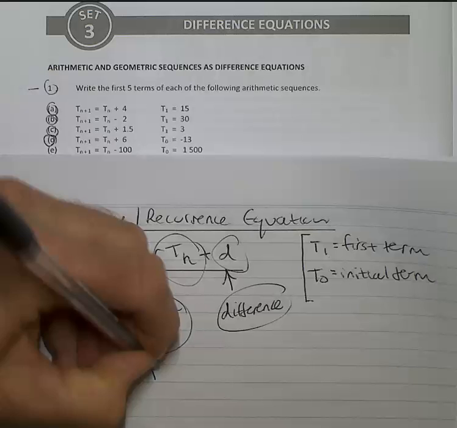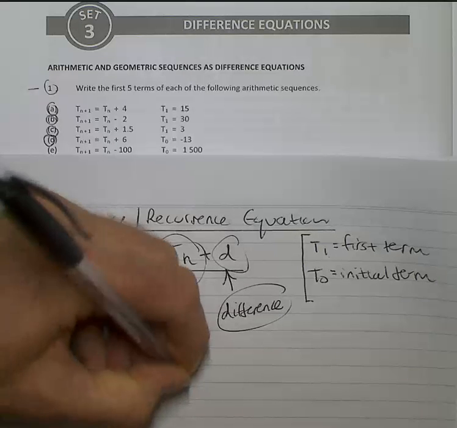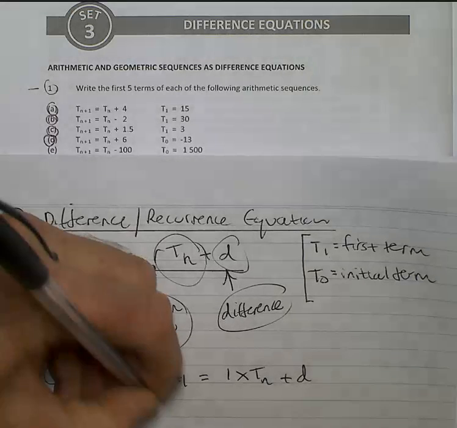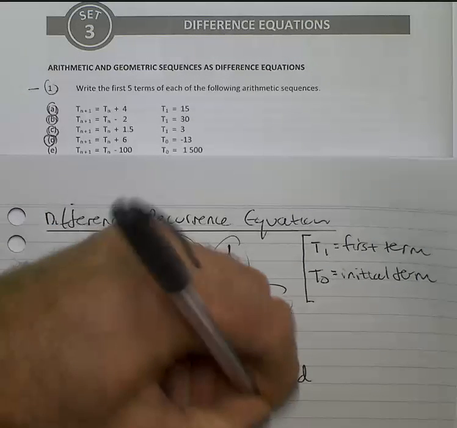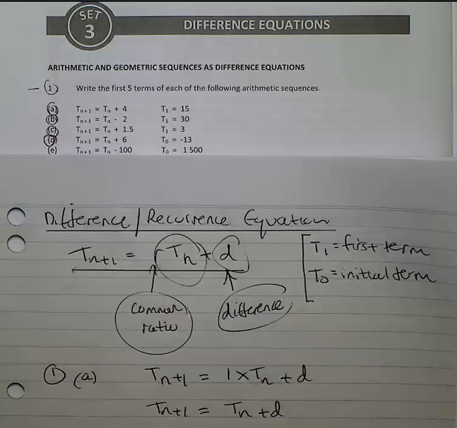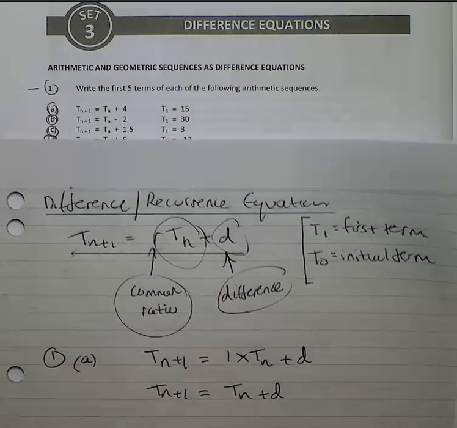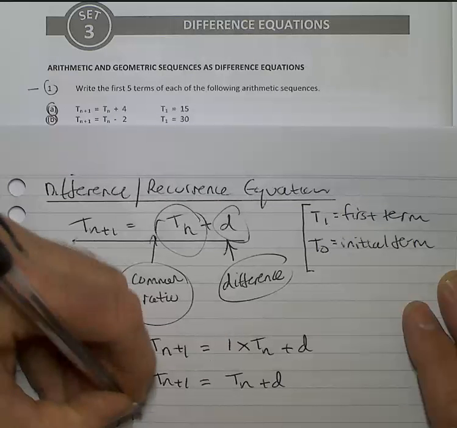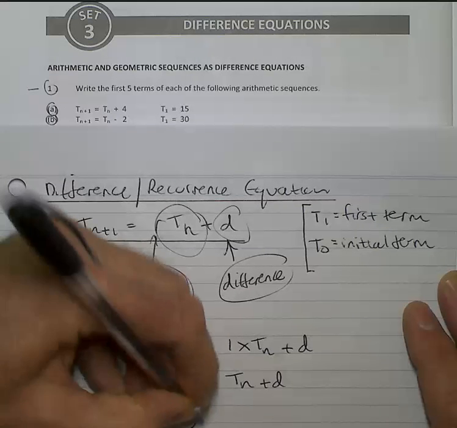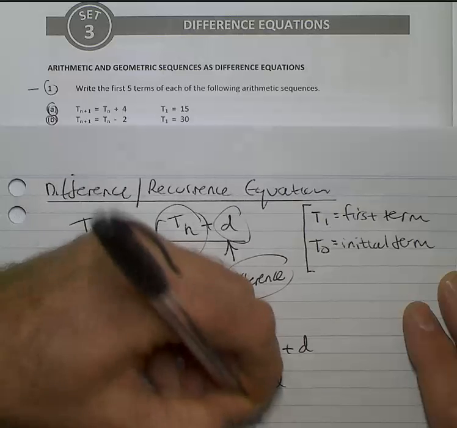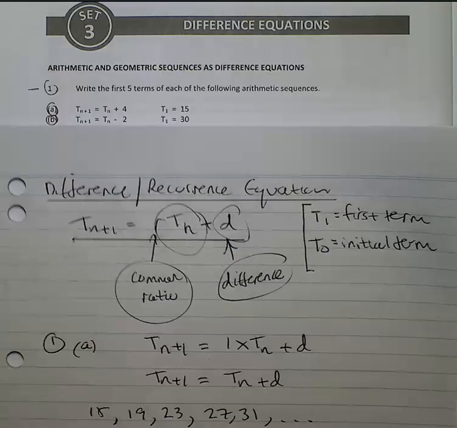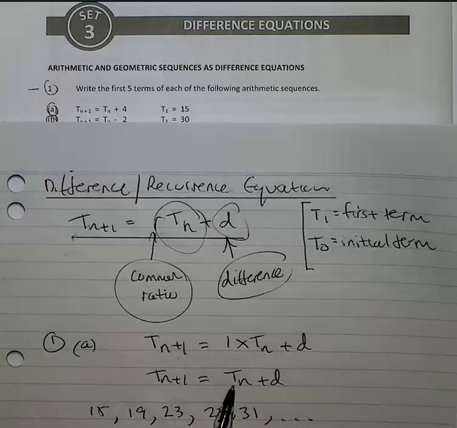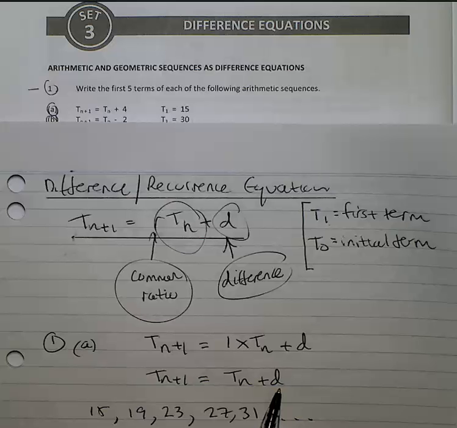Now, in question 1, we're dealing with arithmetic sequences. So they will take the form of Tn plus 1 is 1 times Tn plus the common difference, or Tn plus 1 is Tn plus d. So when we look at the first case here, we want to write the first terms out. We've got 15, and we add 4 to that, 19, 23, 27, and 31. We think of difference equations as the next term is equal to the previous term plus the difference.